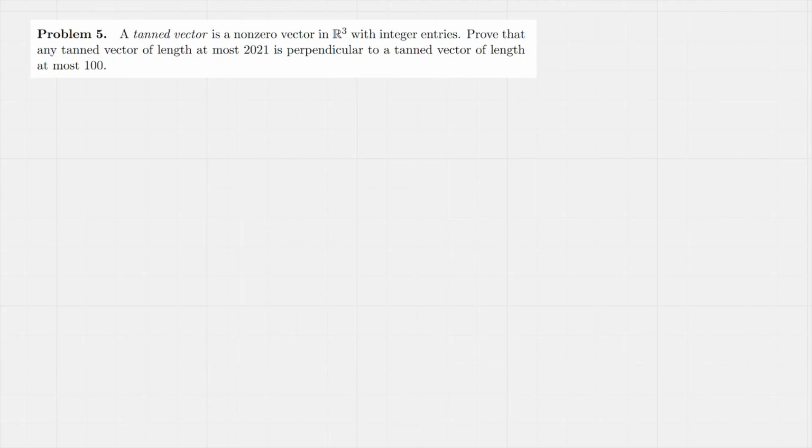Okay, so if you want to have a go at this problem, pause the video now and give it a go for yourself, and I'm going to dive straight into a solution.